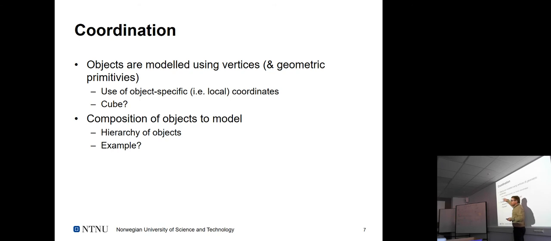By the way, how many triangles do we need to model a cube? 12. Why? Yeah? Because 2 for each side. Yeah, that's right. Any questions? No? Easy, right? Good. So 12 triangles to model the corresponding faces.